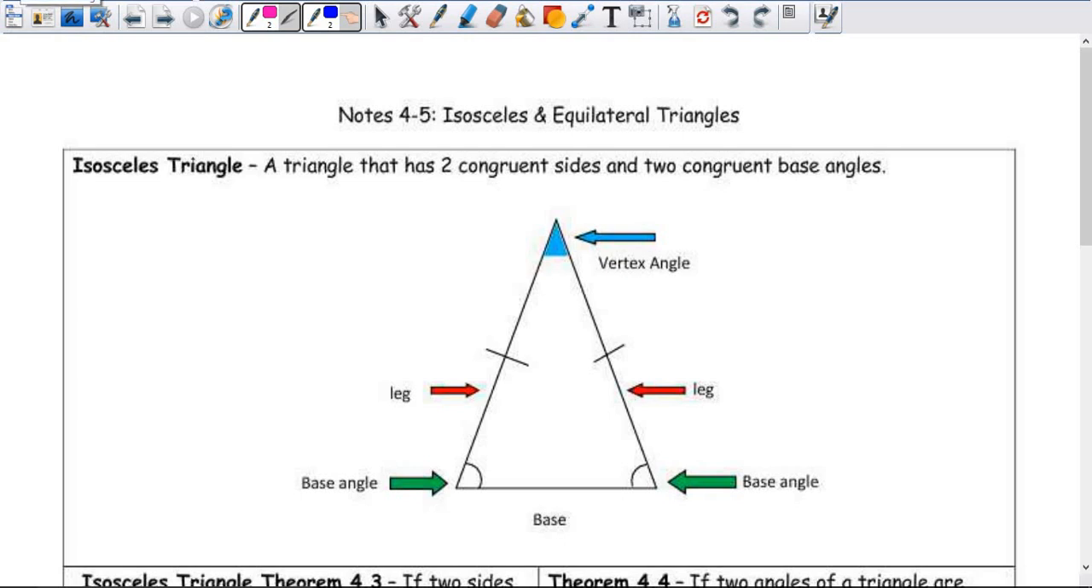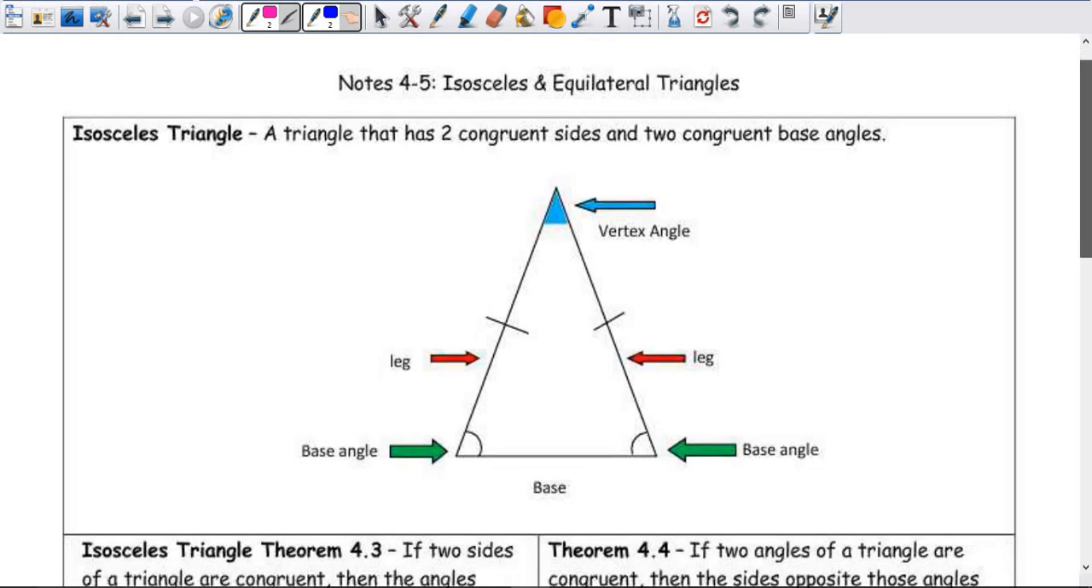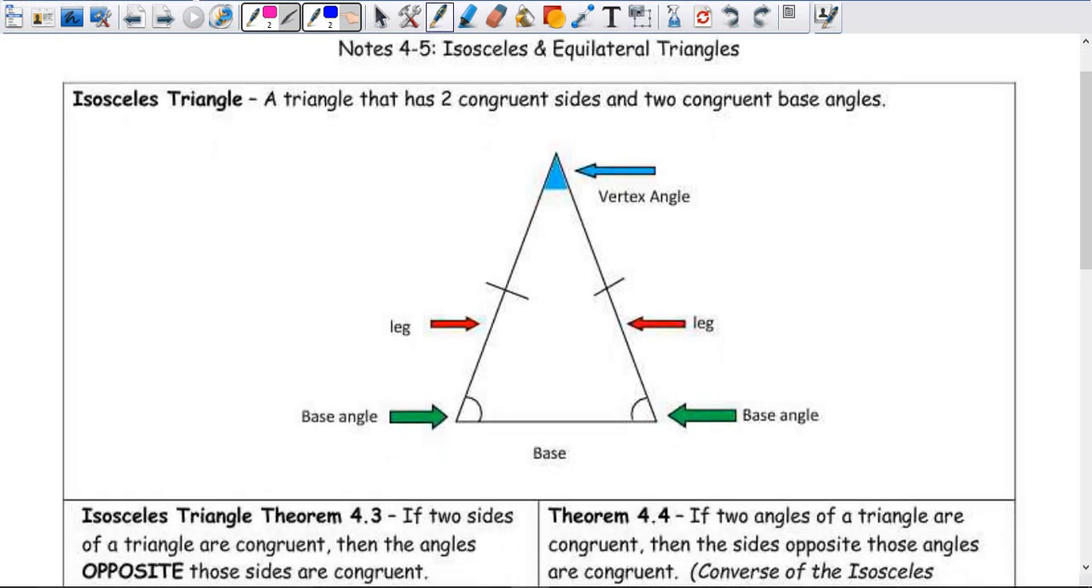All right, our last section of chapter 4 is 4.5 on isosceles and equilateral triangles. So let's go over what an isosceles triangle is to start. A triangle that has two congruent sides and two congruent base angles.